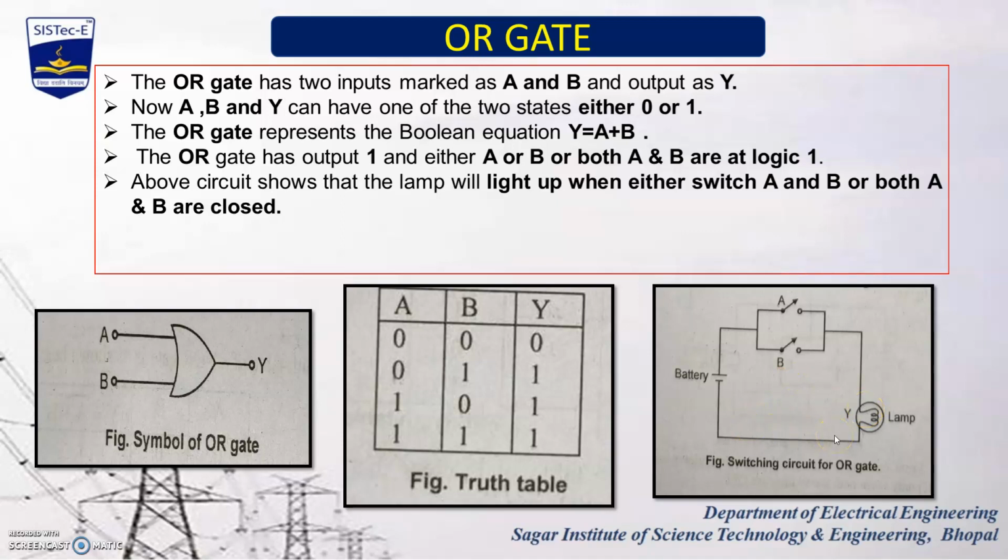So this is called OR gate logical operation. Means in OR gate logical operation, both switches are connected to each other in parallel and they are connected in series with the bulb. But in the AND operation, both switches are connected in series and they are connected in parallel to the bulb and the source.